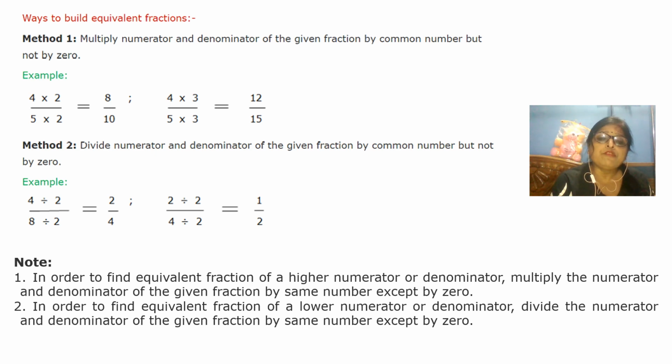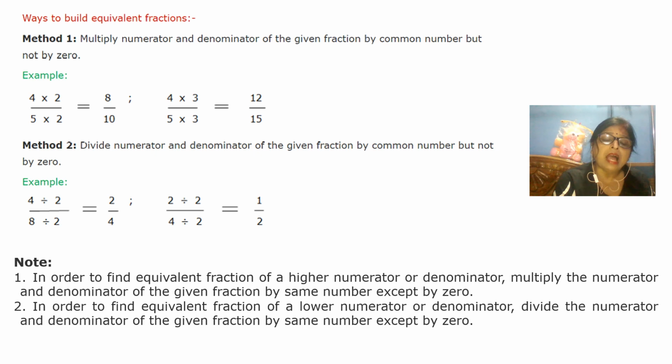Again 2 by 4, it will be divided by 2 in numerator and denominator. Then you are getting 1 by 2. So 1 by 2 is also the equivalent fraction of 2 by 4. So in this way, you can get the equivalent fraction.